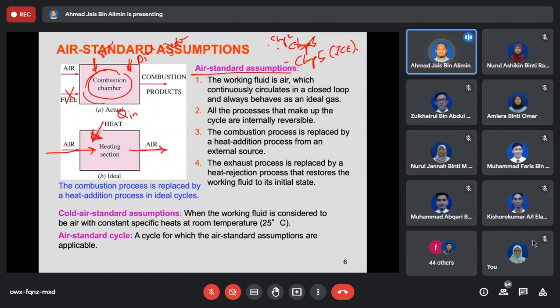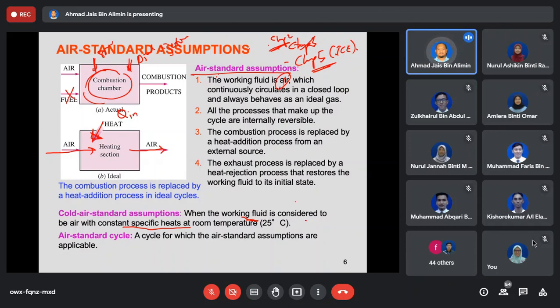Okay, and then what is the air standard assumption and the cold air standard assumption? It is when you consider the working fluid to be air, and it has constant specific heat at room temperature. So both assumptions must be taken into consideration when you are solving problems related to chapter 5, and also chapter 2 for the Brayton cycle, and chapter 5 for the internal combustion engines.